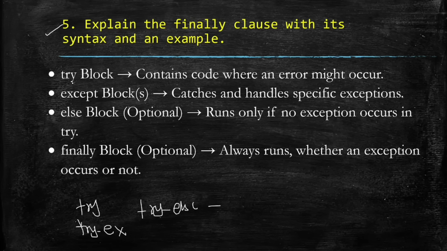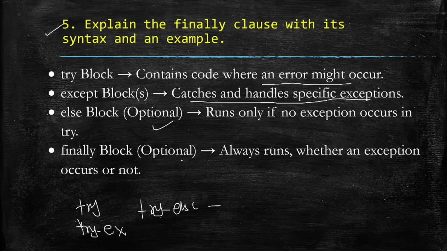So what is the meaning of try block? It contains code where an error might happen. Except block means it catches and handles a specific exception. And else block is optional. It runs only if no exception occurs. So the try block may or may not have an error. But whenever the try block has an error, the except block catches the exception and handles the error. But if there is no error in the try block, then the else block will work.